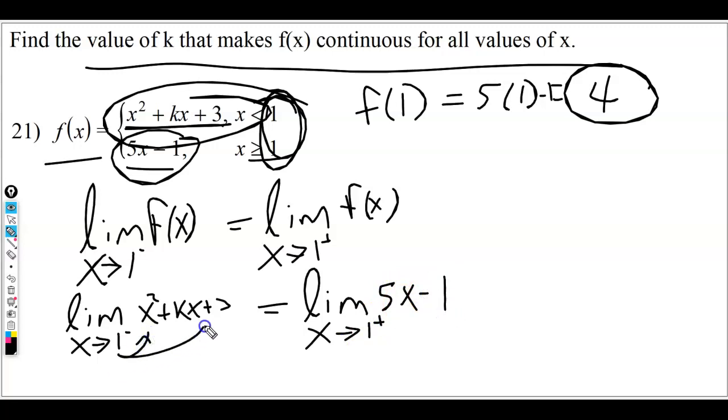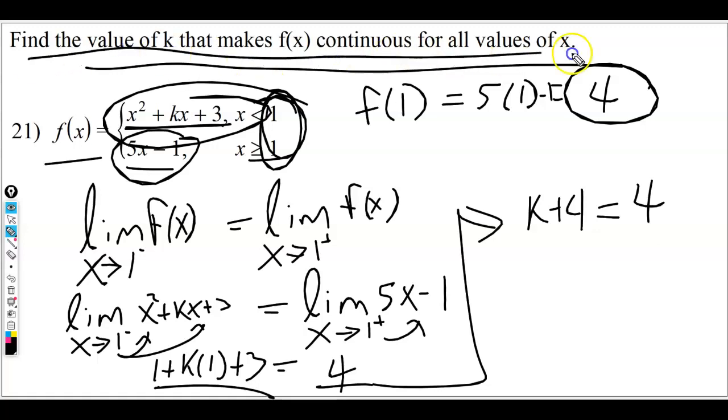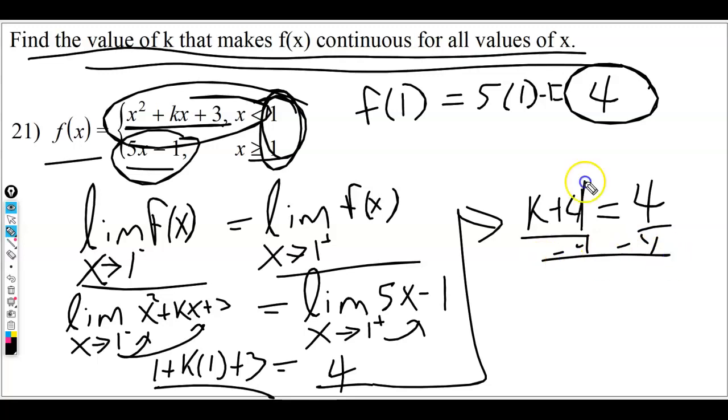Now, direct substitution here will give us the following. We end up with 1 plus k times 1 plus 3. Doing direct substitution over here, we get 4. Simplifying the left side, we end up with k plus 4. The right side is simple enough already. So the question is, what value of k will make this function continuous for all values of x? Well, it's continuous if these two limits are equal, and those two limits will be equal if k plus 4 equals 4. That means that k would have to equal 0. And there's your final answer.